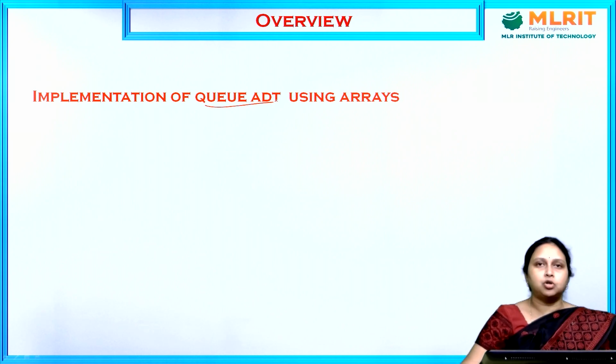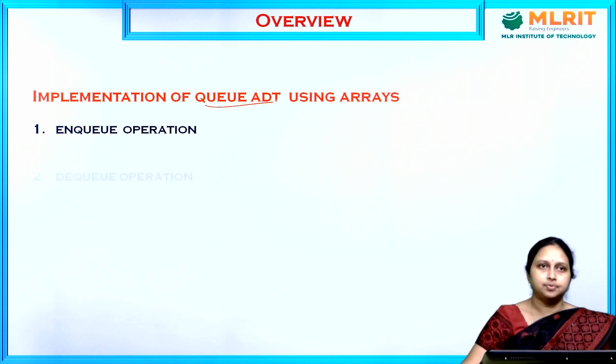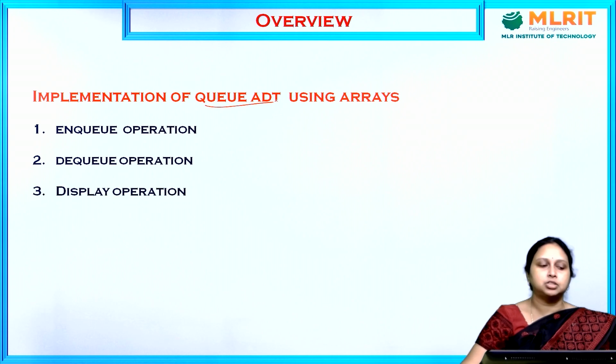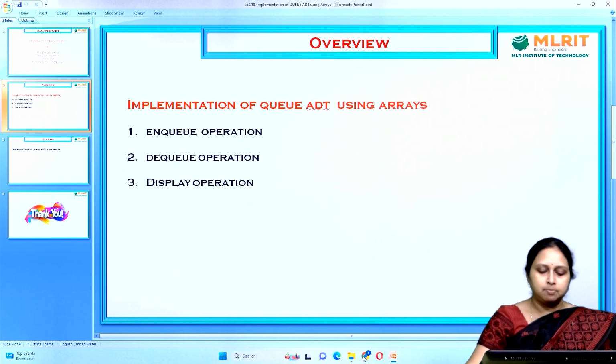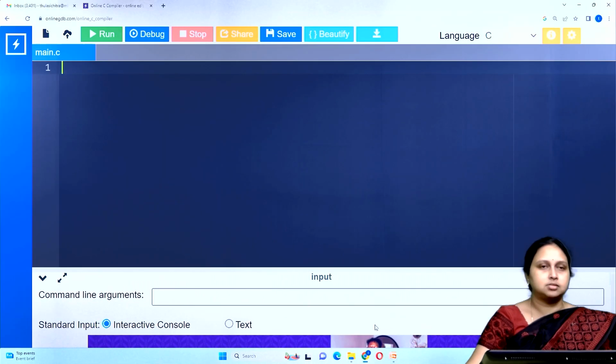And what are the different operations we can perform in this queue ADT using an array? One is the enqueue operation, dequeue operation and display. These are the three operations we are going to perform. Let us go to the online C compiler and implement the program in this.